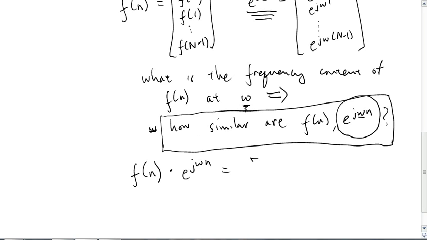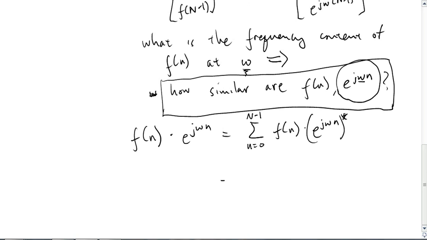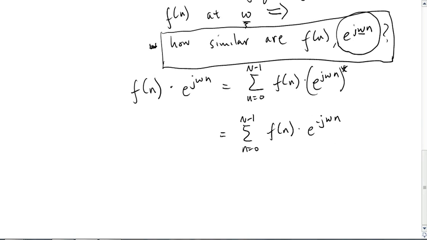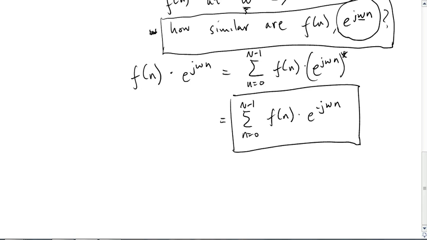Okay, and so writing out the computational form of the dot product, we go over the indices, and it would be f of n times e to the j omega n, but that has to have the complex conjugate taken of it. And so what we end up with is that we introduce a minus sign into the exponential term. Now this ends up looking very similar to our definition of the Fourier transform, except for the fact that this n is discrete. But what we want to do is make it continuous.